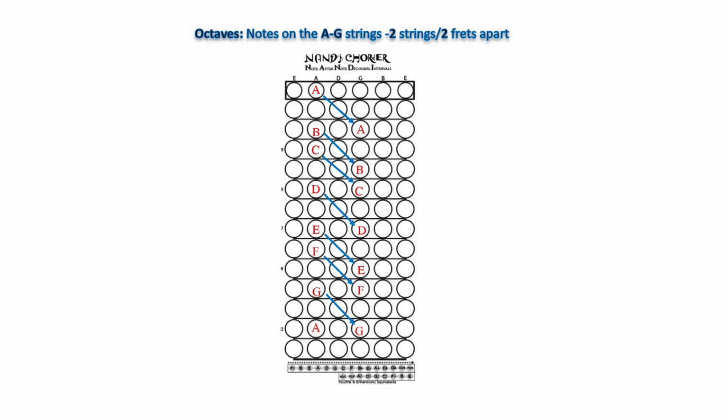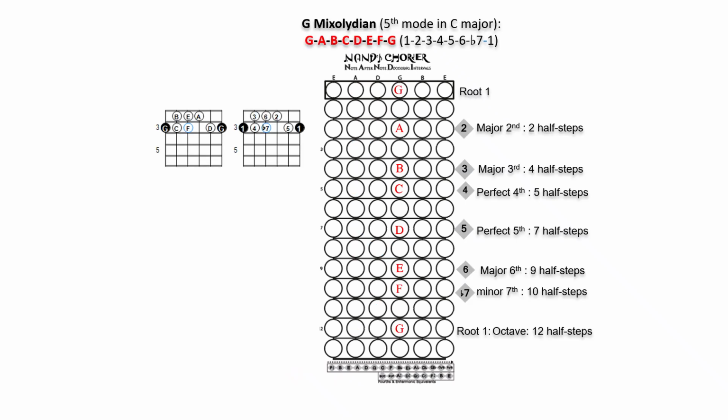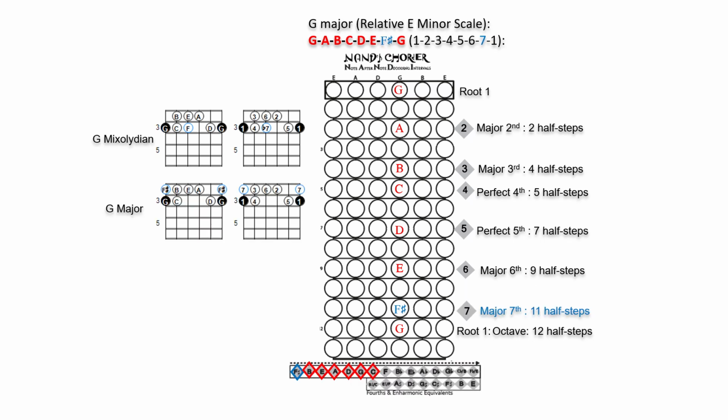The notes on the G string can be found as octaves of the A string, 2 strings higher and 2 frets up. These notes form G Mixolydian, the 5th mode of C major, with F as the minor 7th. Replace F with F sharp to form G major by raising the 7th degree.